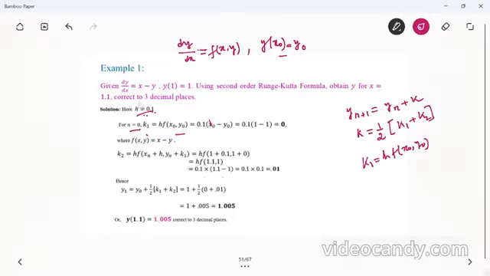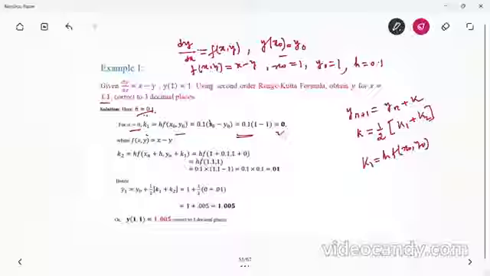So x0 is 1, y0 is 1. If we compare with the standard differential equation, our f(x,y) is x minus y. x0 is 1, y0 is again 1. But h is not given here, so we will calculate our h. Actually, we have to find the value of y at x equals 1.1. So x0 is 1, and we can easily say that h is 0.1. We just assume it. Then we can easily calculate k1. k1 is calculated from here and it is 0.